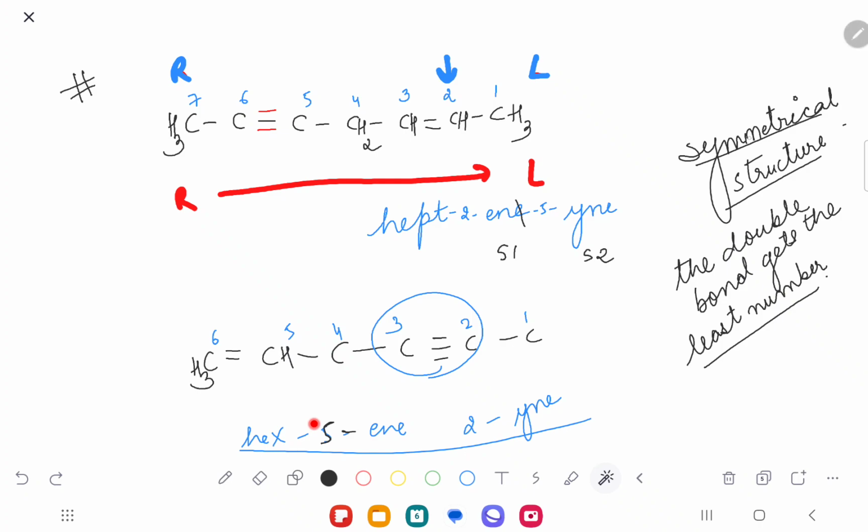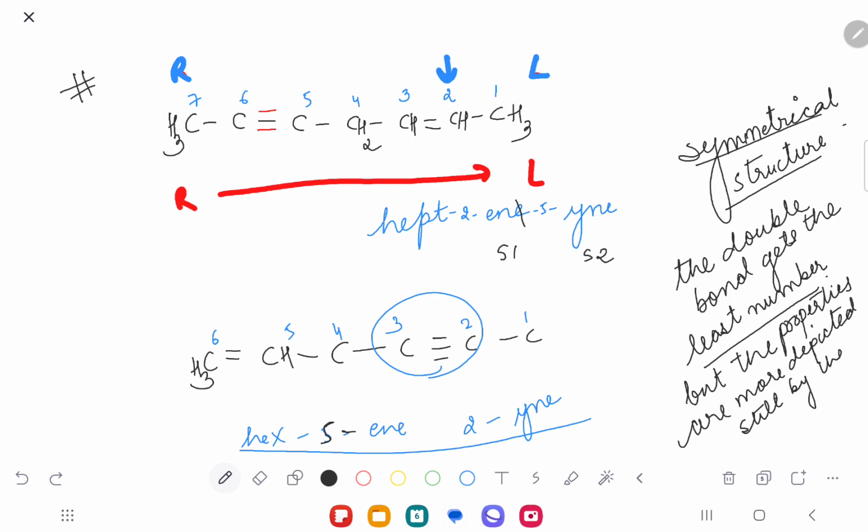So this is the symmetrical structure, and the double bond gets the least number. But the properties, write it down, are more depicted still by the triple bond. So in terms of properties, this shows the least max learned up till now. That naming, that naming.